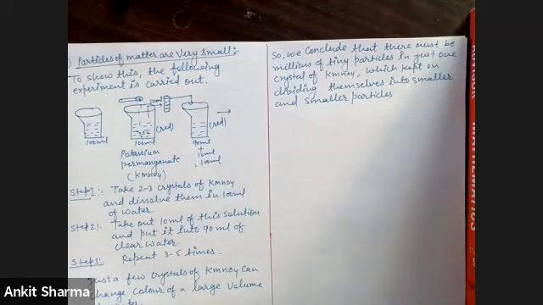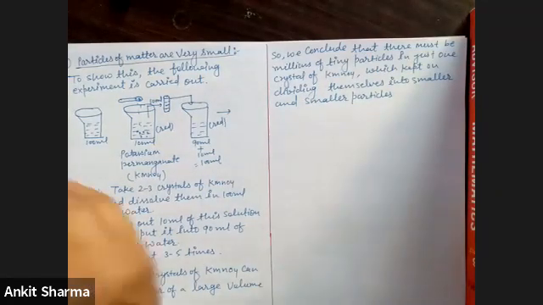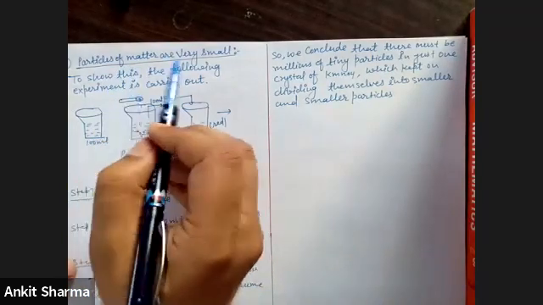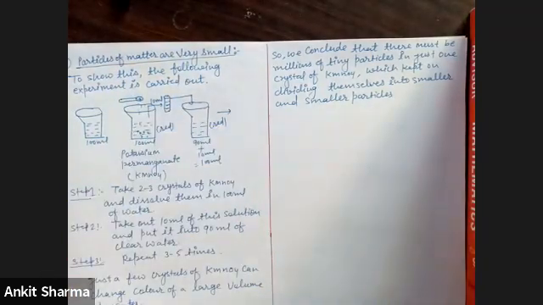I am going to unmute your mic. But first let me explain again that topic. So what is the topic? Particles of matter are very small. Okay, we have to prove that particles of matter are very small. So for that, what we have to do? We have to take potassium permanganate.